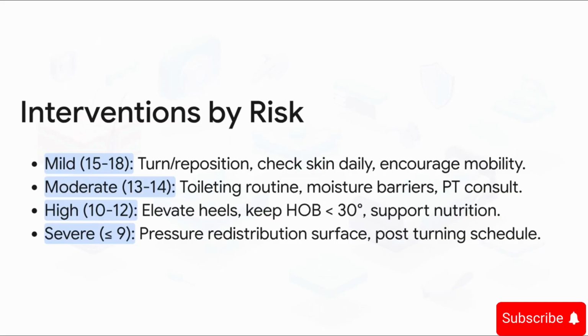For a patient at mild risk, you're focusing on the basics, turning them, checking their skin, getting them moving. But if they're at moderate risk, you step up your game. You're implementing a toileting schedule, maybe using moisture barrier creams. And for high or severe risk, you're pulling out all the stops. Special pressure redistribution mattresses, posting a turning schedule right there on the wall, getting nutrition and therapy involved. The score is your roadmap.